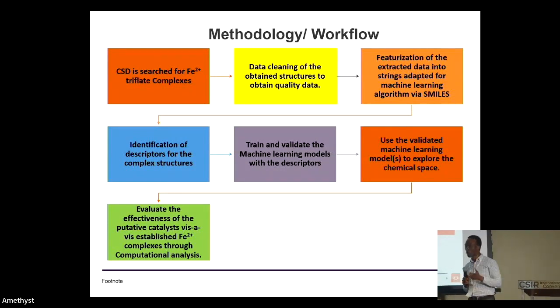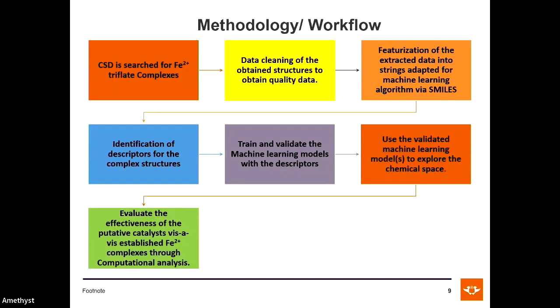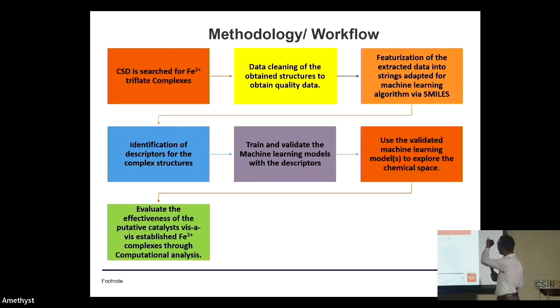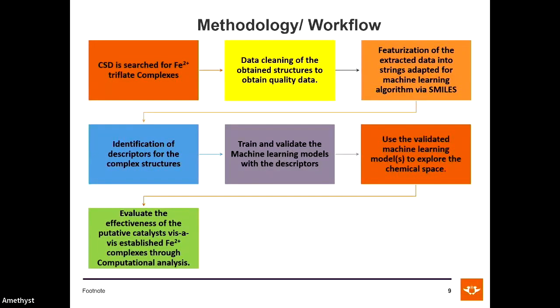Then the next step involves featurization of the extracted data into strings adapted for machine learning. Whenever we need to use data for machine learning, of course, the data has to be transformed from a chemical structure to a machine readable language. Common types of representation include SMILES, SELFIES, InChI. There are quite a number of ways to represent a chemical structure in a machine readable format, but the most used one is SMILES, which is a string-based way of representing a chemical structure. So we use that even in this work.